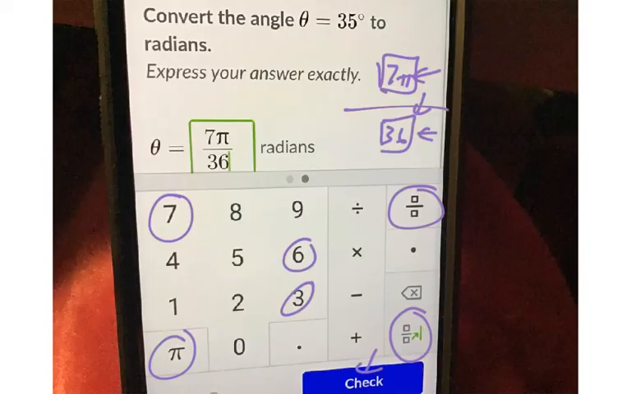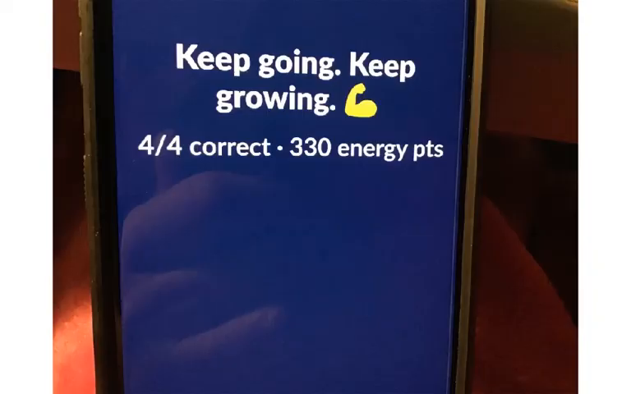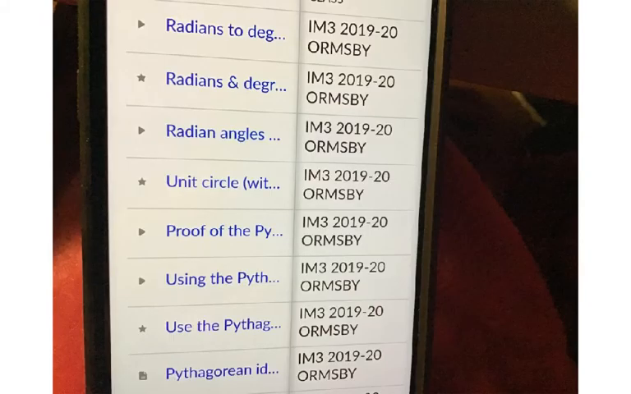Now was that 3 or 4 problems? Let's find out. Oh, there we go. I got 4 out of 4 right, and I'm basically done. Now guys, once you click done, it's going to pop you back to the main screen here. Or it should. Anyways, we just did this one right here.